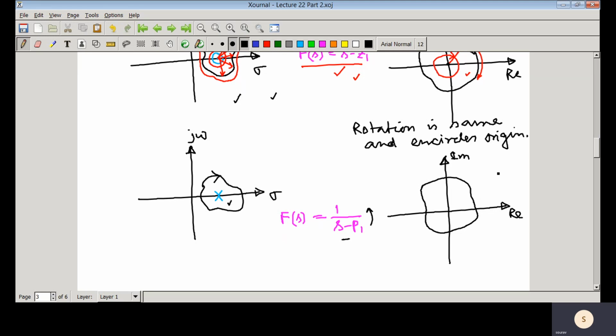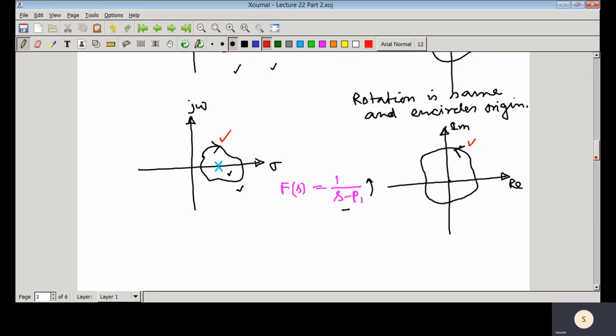So how will that plus 360 degrees be matched? Plus 360 means the direction should be counterclockwise. That means we take that convention and it should encircle that origin. So the interesting point is that whenever a contour encircles a pole, in the F(s) plane it encircles the origin, but the direction is reversed. You can see the direction: here it is clockwise, but there it is counterclockwise.